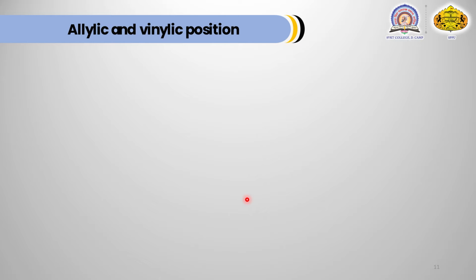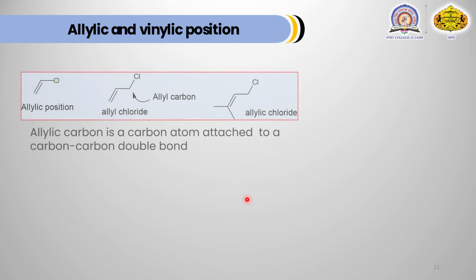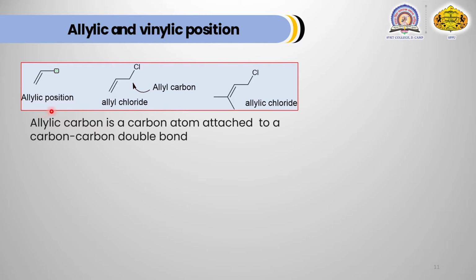Now in Claisen rearrangement reaction, we have used the term allyl vinyl ether. For that purpose, we should know what is allyl and what is vinyl. Let's see. This is allylic position, meaning the allylic carbon is the carbon atom attached to a carbon-carbon double bond. This is the carbon-carbon double bond, and this is the allylic carbon.